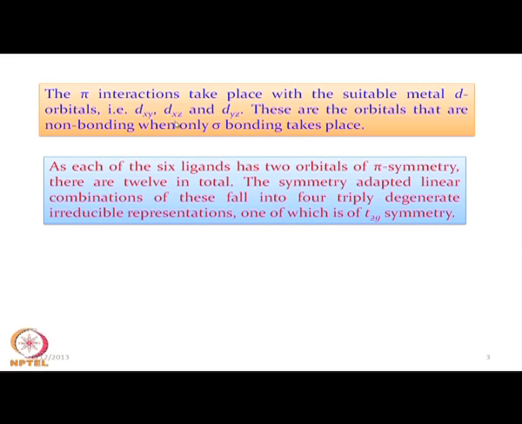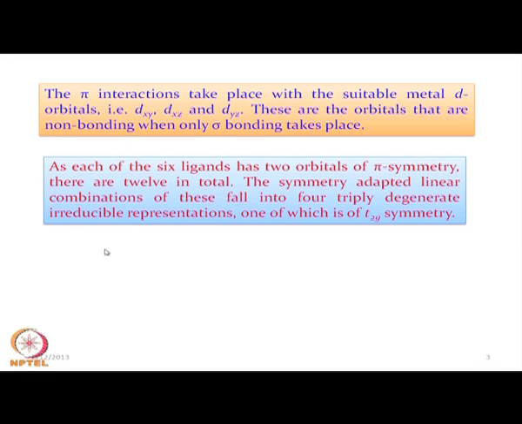So, what we have seen is that we have the reducible representation. This reducible representation will now break into the corresponding irreducible representations. We now find from the reducible representation the number of irreducible representations and their symmetry labels. That is the next task, to know about the corresponding pi bonding interactions, what different pi interactions can form between the metal and the ligand.